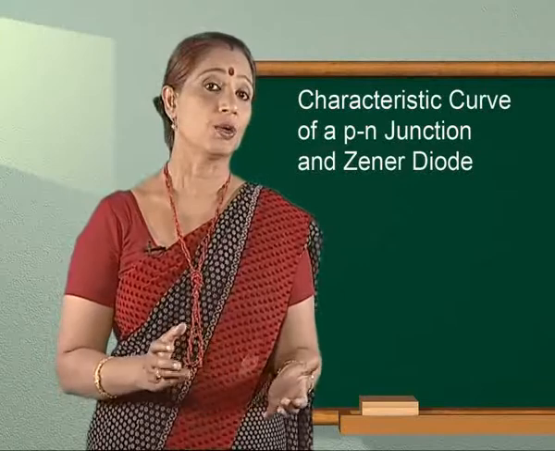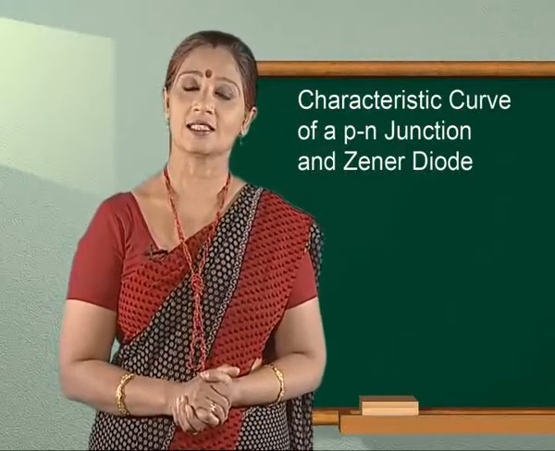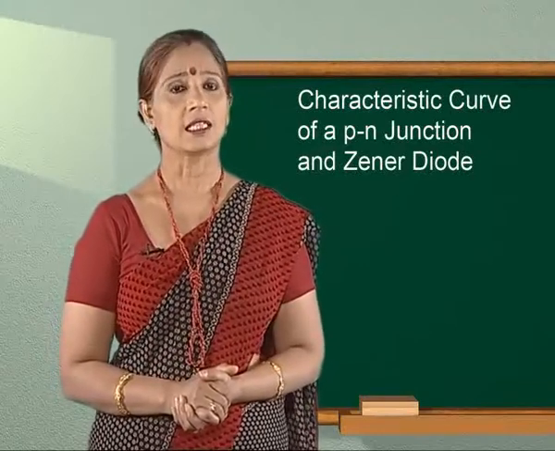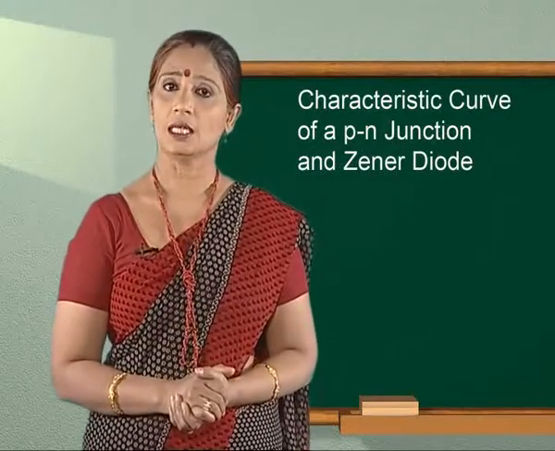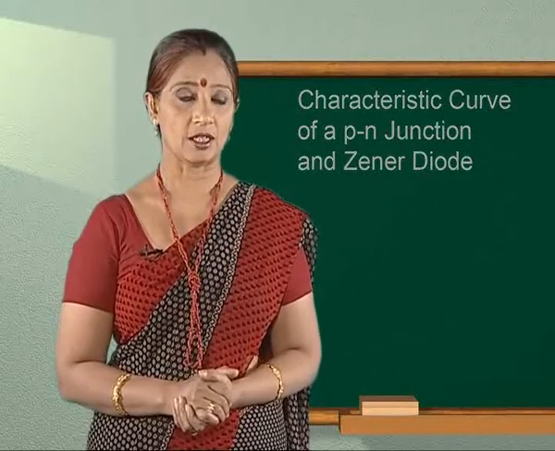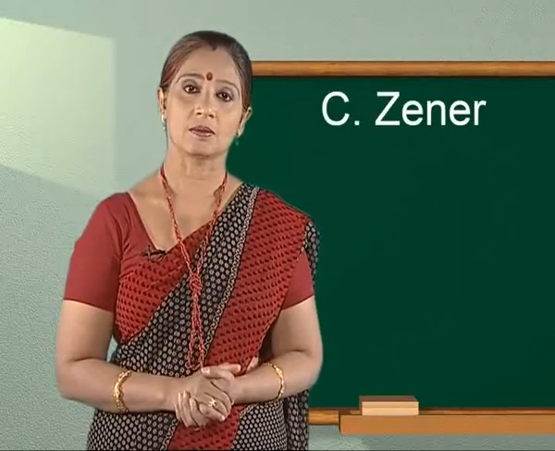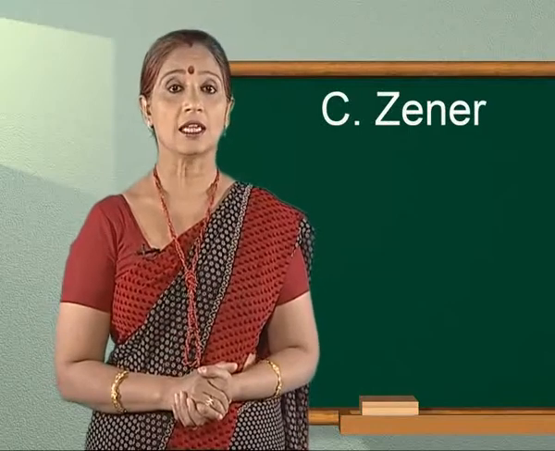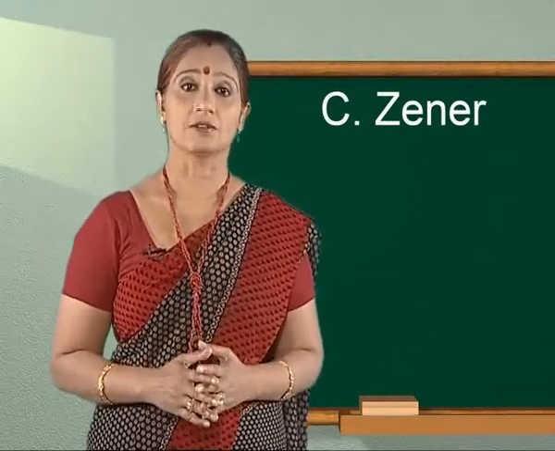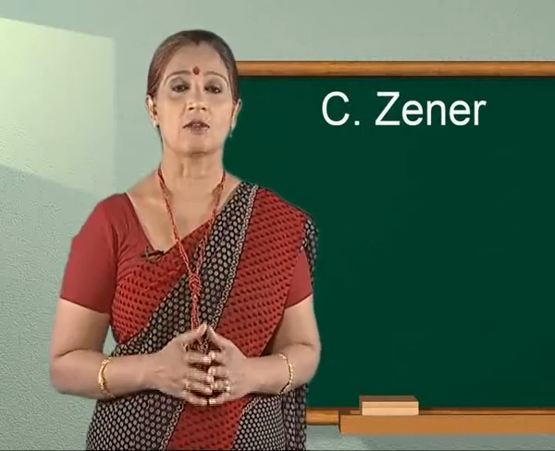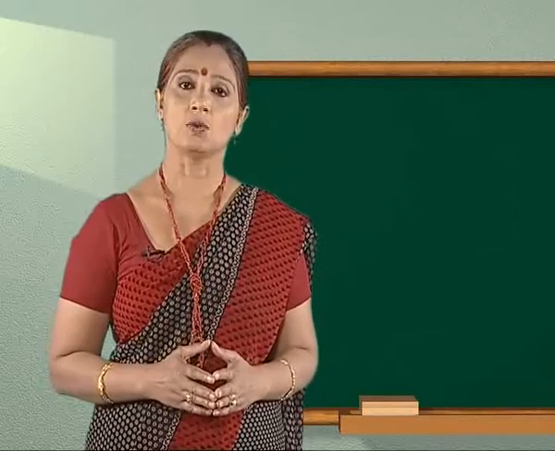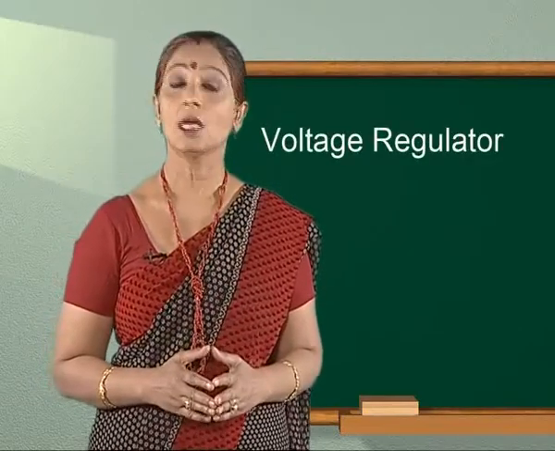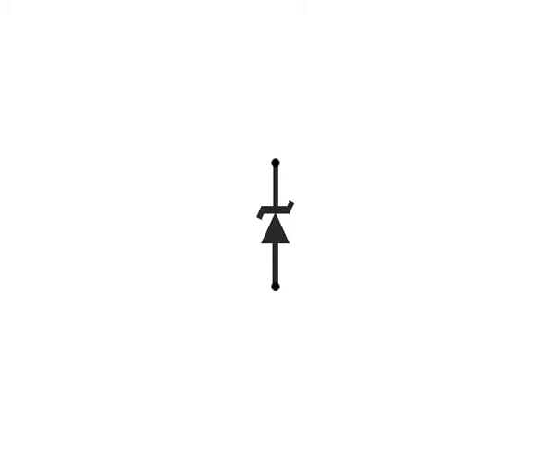I hope you distinctly understand a Zener diode. It is a special purpose semiconductor diode named after its inventor C. Zener. It is designed to operate under reverse bias in the breakdown region and is commonly used as a voltage regulator. The symbol for Zener diode is made like this.